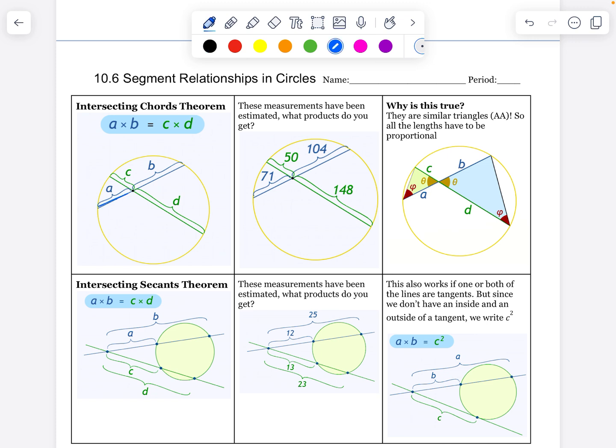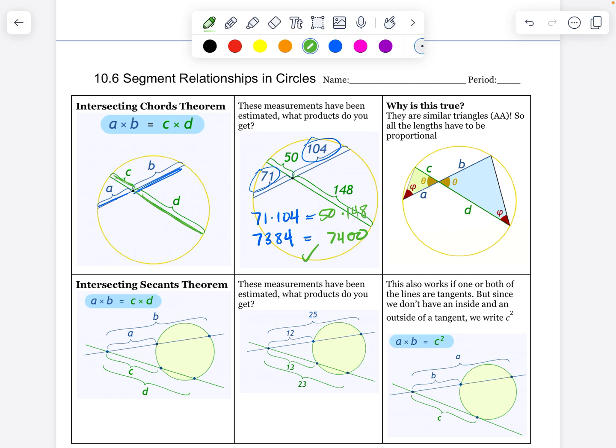So A times B is equal to C times D. We can try it real quick and see. Do 71 times 104, and 50 times 148. I did round these measurements, so it's not going to be exact, but it's going to be pretty darn close. This one is 7384, and this one is 7400. I'm giving it to myself for now.